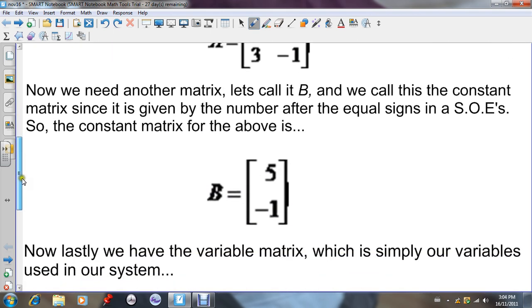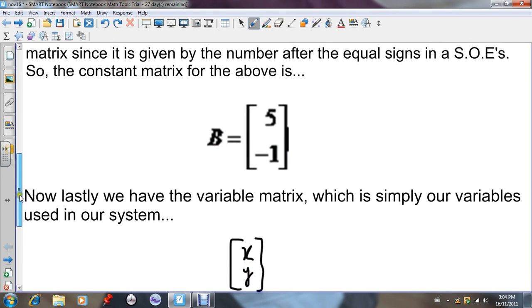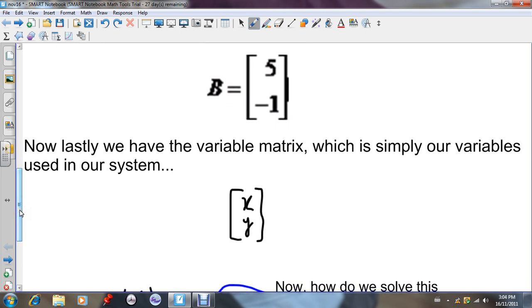So, what is the variable matrix going to be? It's just going to be simply x and y. Again, if I'm going too fast, rewind, pause, okay? Because I only got 15 minutes of time to put a video on YouTube.